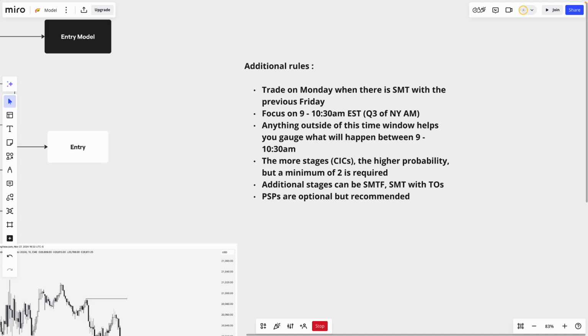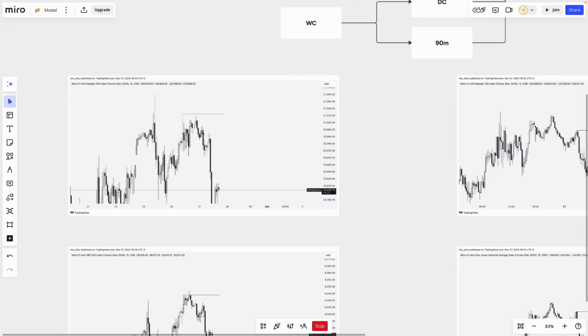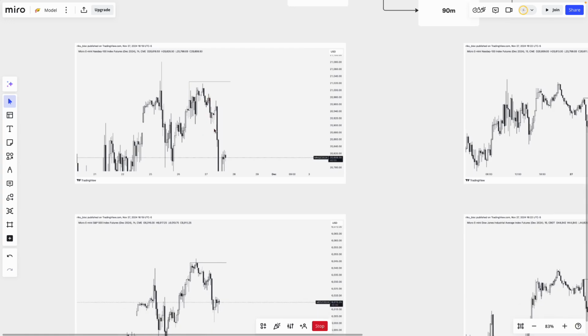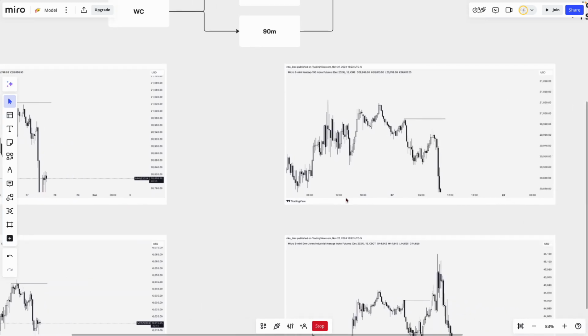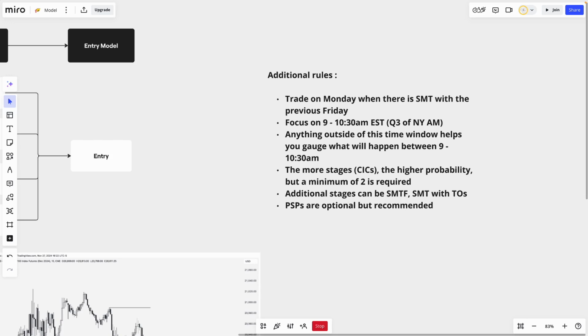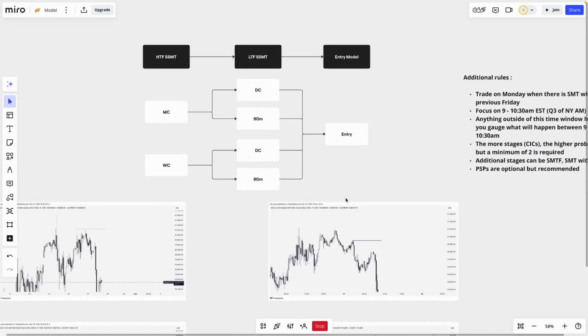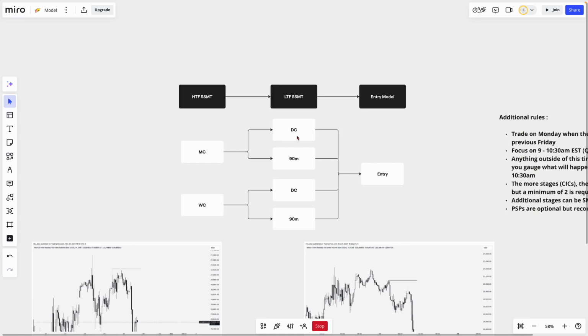Precision swing points. This is optional, but I do recommend it. In this example, this candle here that I've got my cursor on was a 1 hour precision swing point. And you can see that is what led the move happening. So that's pretty much it for the model. Of course, there's some other smaller bits, but this is essentially the foundation of the model that I think we all should be using.